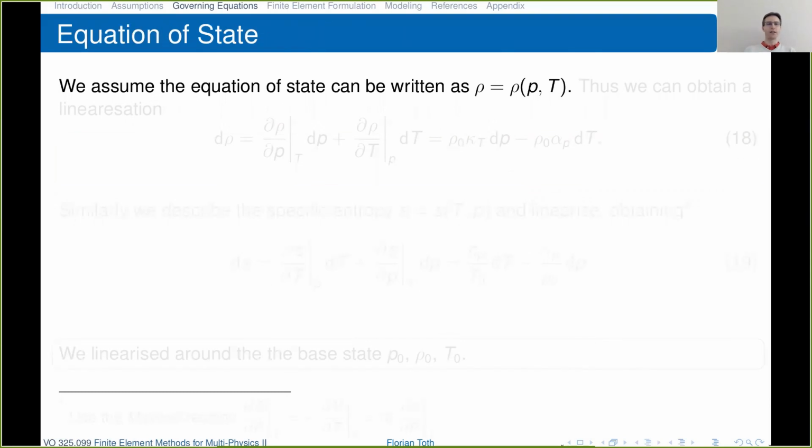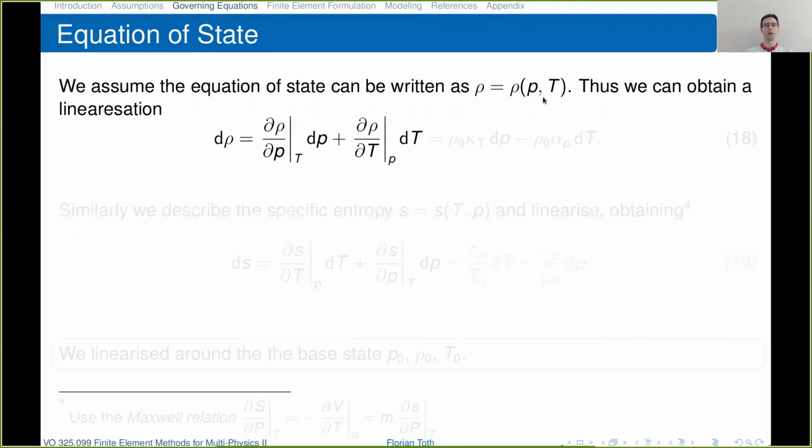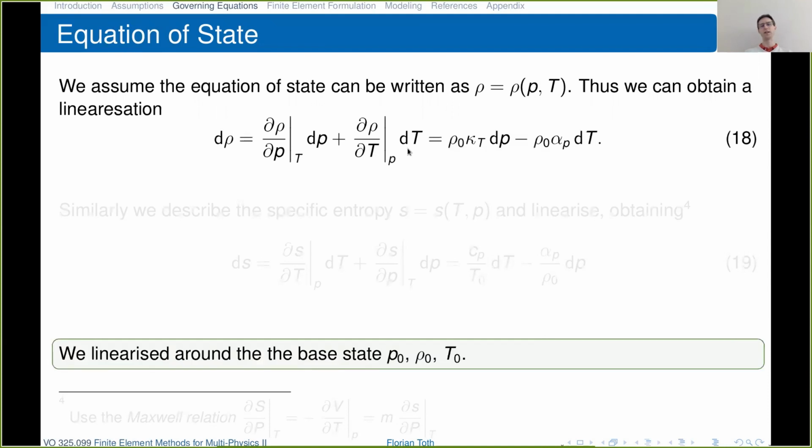Finally, we'll need an equation of state, and we can assume we have an equation of state that relates the density to pressure and temperature, and here we can obtain a linearization by simply taking the partial derivatives. So the disturbed quantity d rho is equal to the partial derivative of rho with respect to P at constant temperature times dP plus the partial derivative of rho with respect to T at constant pressure times dT. And this can be written in measurable material quantities, which I'll detail just later. So we can write it in this sense.